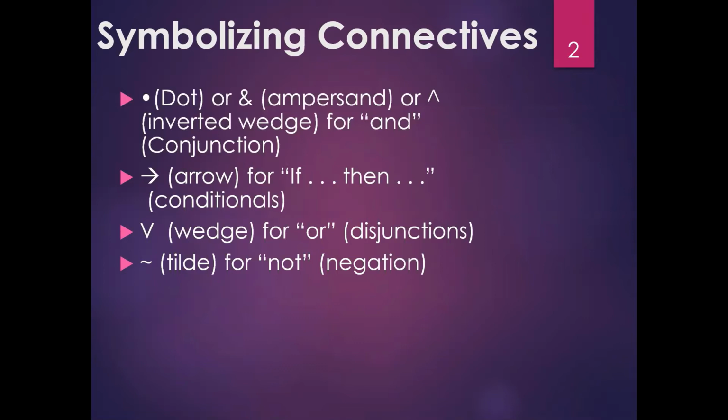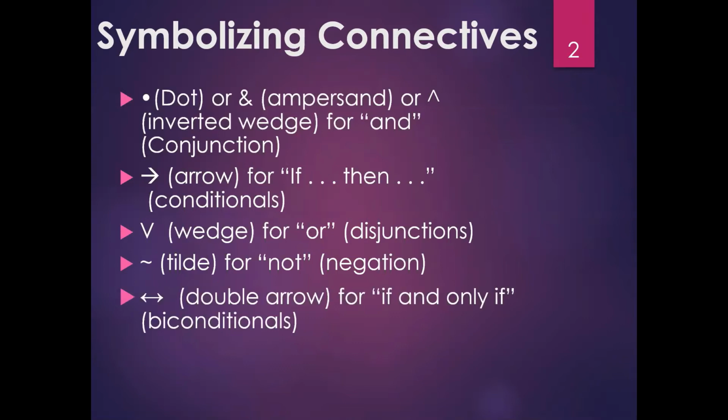So if the P is just the sentence, my phone is in my backpack, you put the tilde in front of the P, and that just means the phone is not in the backpack. And finally, the double arrow is representative for if and only if. These are biconditionals, and these are sentences that are composed of conditionals going in both directions.